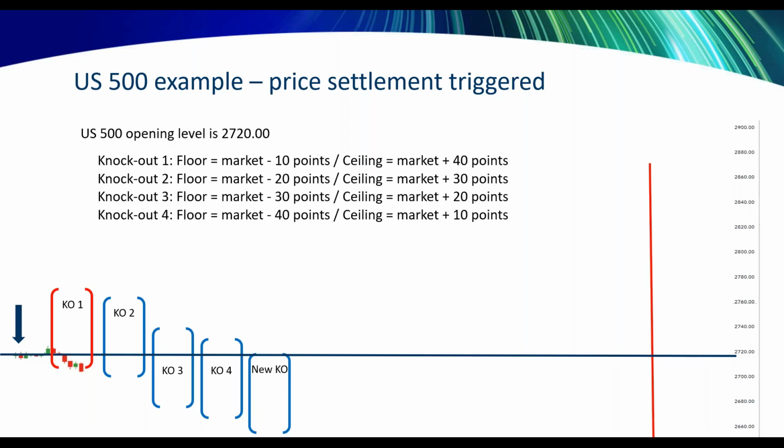Seems pretty straightforward. We keep 4 knockouts available, and as knockouts are settled or knocked out because either the floor or the ceiling is touched, that knockout is gone. Anyone who traded that knockout settles up, and we launch a new contract.